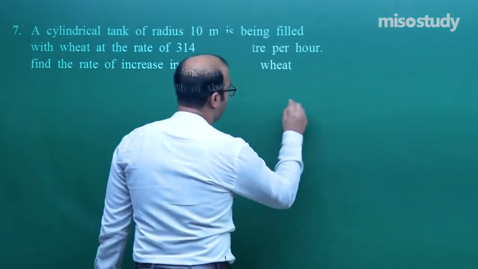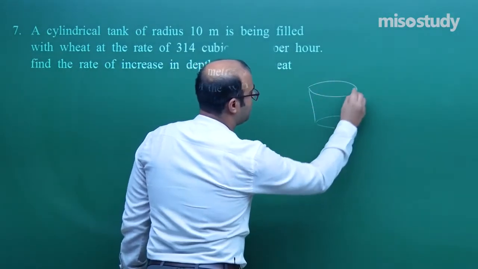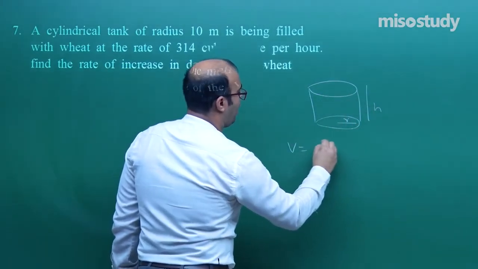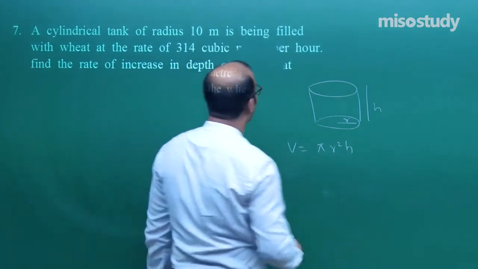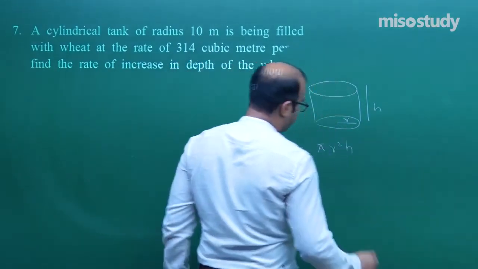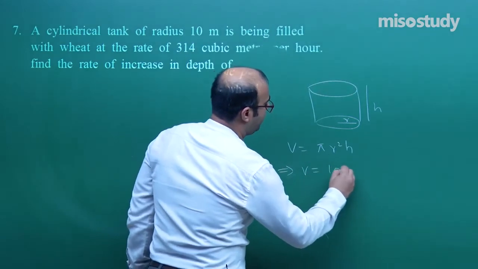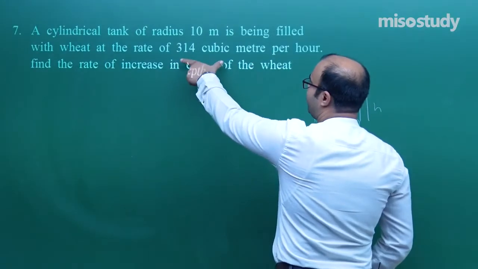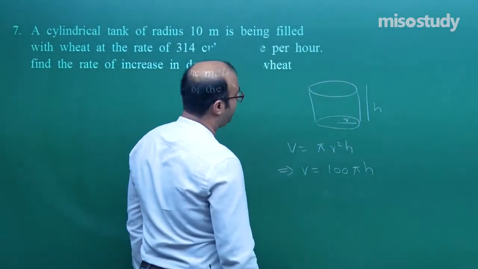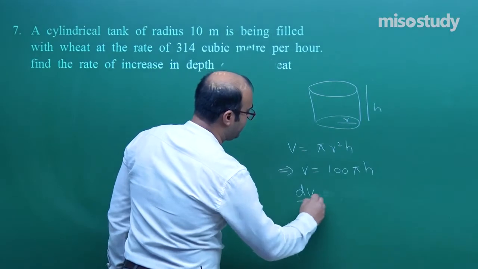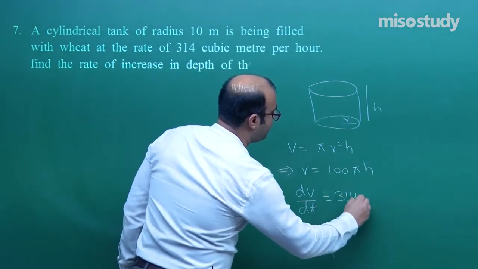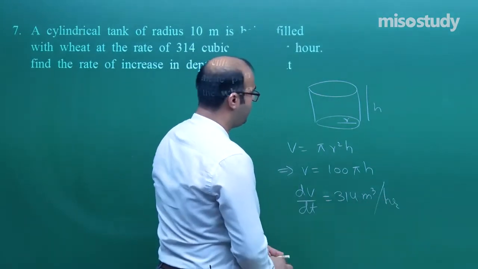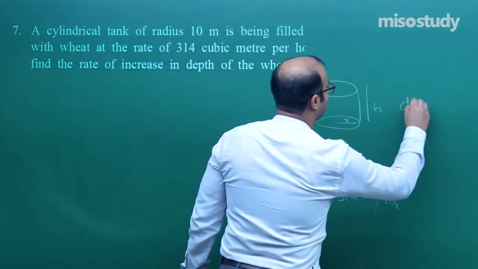We know that the volume of a cylindrical tank is pi r square h, where this is the radius and this is the height. The radius is given, it is 10. So volume is 100 pi h. And the rate at which wheat is filled is 314 cubic meter per hour. So dV by dt is given as 314 meter cube per hour. Now you have to find the rate at which the height is increasing.